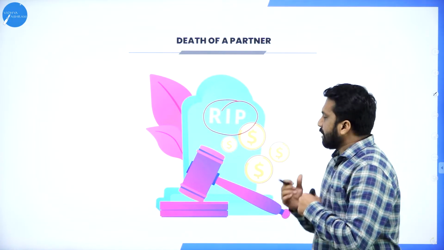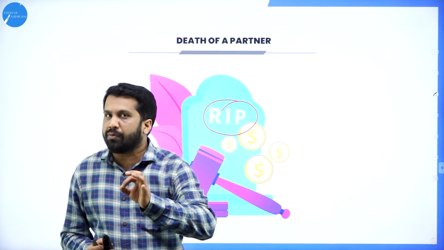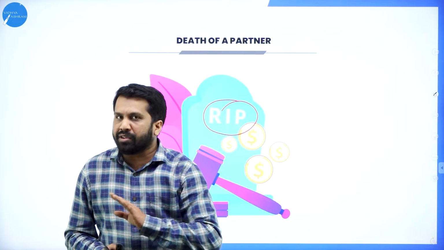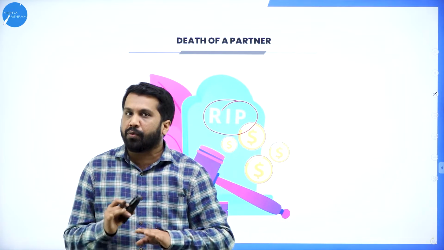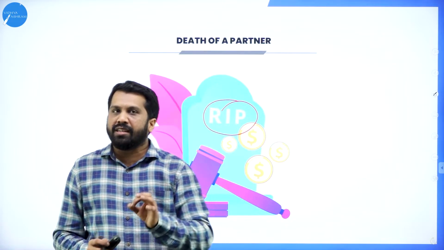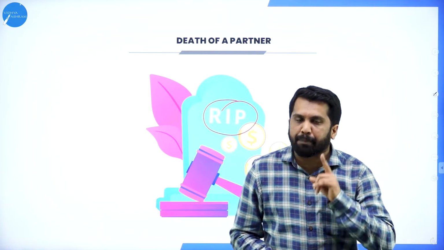In the death of a partner, for the partner who has died, only for him we do calculation. We don't consider the remaining partners. We don't do revaluation account. We don't do balance sheet. Here we are preparing only one thing, that is the partner's capital account.